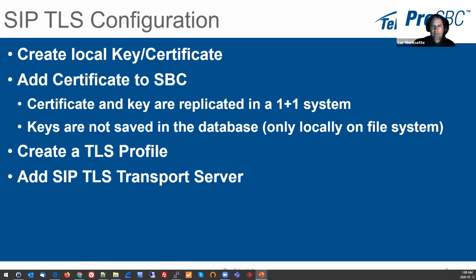So to do the SIP TLS configuration, what you need to do is create a local key or certificate. You need to add this certificate to the SBC. If you have a 1+1 system, the certificates are replicated on the standby system. And one thing you need to remember here is that the keys are not saved in the database.